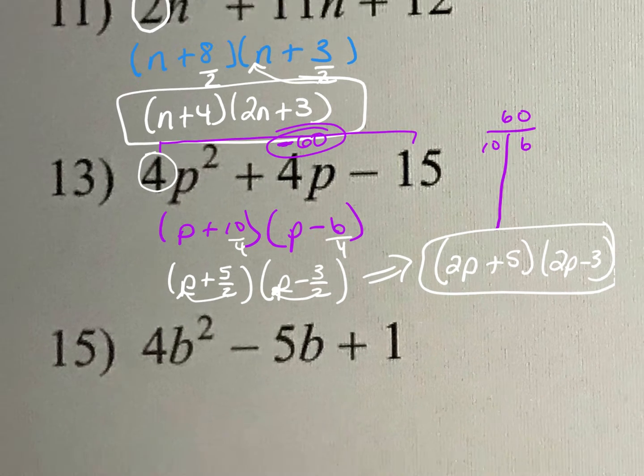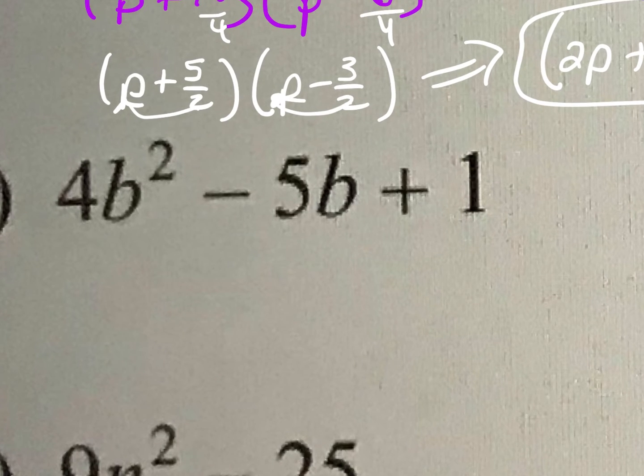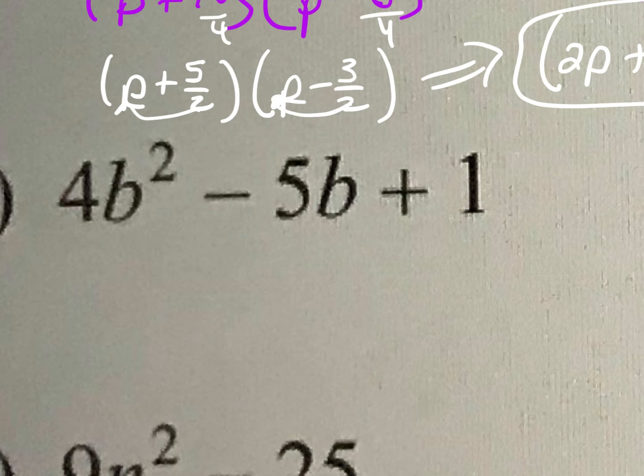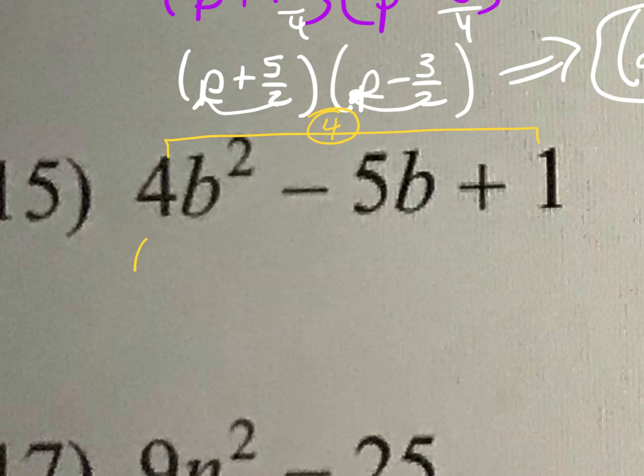All right, GCF. No. Is this a trinomial where I could say a times c and factor pretty? Yes. Okay, let's see. 4 times 1. This is a tricky one. This always gets everybody. What are the factors of 4 that multiply to give you 4, but add to give you a negative 5?